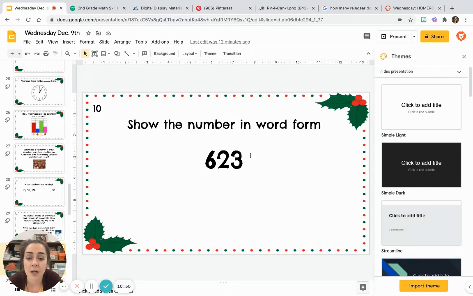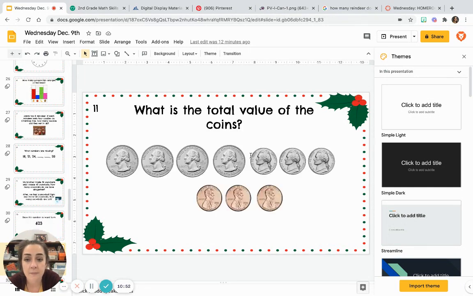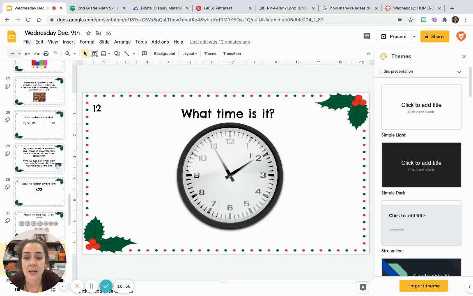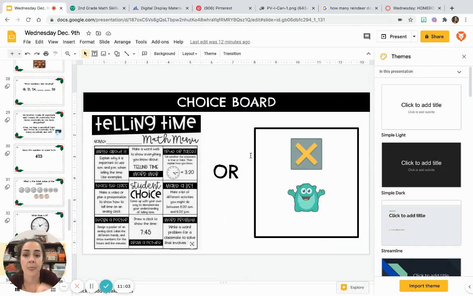Okay, then show me the number in word form, 623. Then what is the total value of the coins? And then the last one, what time is it? And then on the very last page, so after you finish this, you have a choice board.